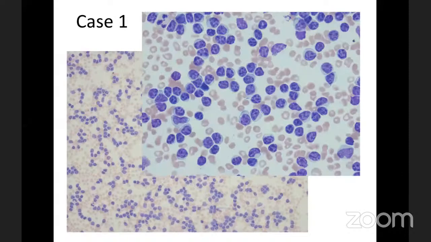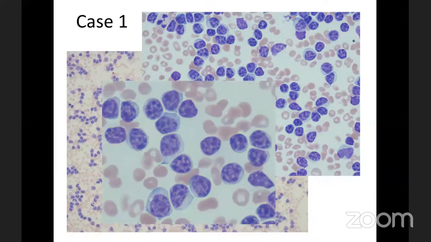At higher power magnification, you can see that these cells are small, mature, with scant cytoplasm, clumped chromatin, and agranular cytoplasm. Some atypical larger forms of cells are present. We have these rare neutrophils here in the corner, and we also have other monocytes here. So, more magnification for the pictures.